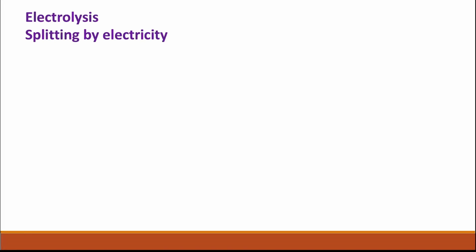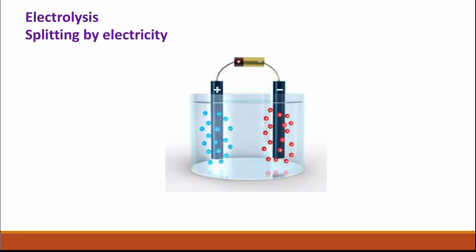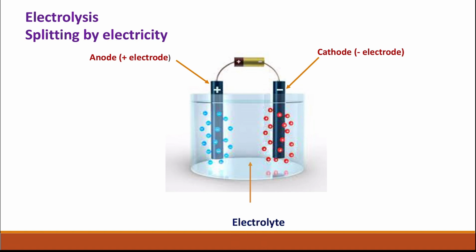Electrolysis is a splitting by electricity. For electrolysis, you would need two electrodes, an anode, which is a positive electrode, and a cathode, which is a negative electrode, and they must be immersed in an electrolyte, which is either a solution or a liquid substance that has ions that are free to move. They must be connected to an electric current.